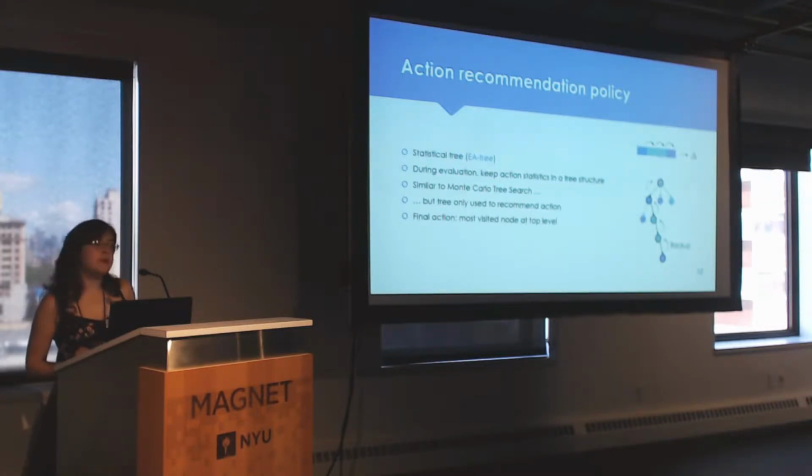Then we have the action recommendation policy. This is keeping a statistical tree alongside the evolution. We call this EA tree. The idea is that when you evaluate an individual, you keep all of the actions that you go through in a tree. Over time, you accumulate that information, and you get to understand more about how useful an action actually is. At the end of the evolutionary process, we use this statistical tree to recommend the action as the most visited at the top level of the tree. This is different to Monte Carlo tree search because the statistical tree is only used for statistics. It's not used to guide the search in any way. So we only use it at the end to see which action is actually better.